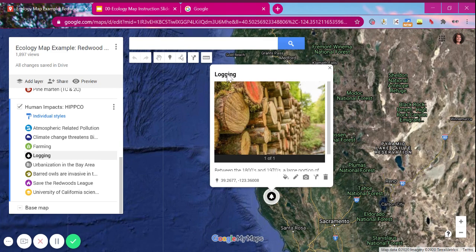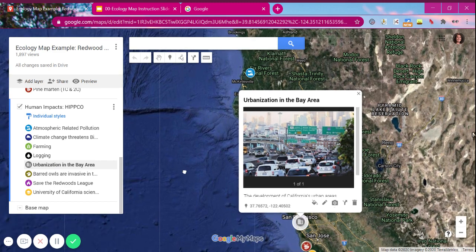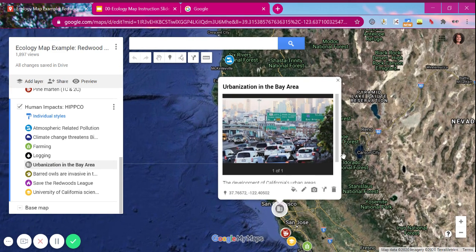All right. So logging is part of the habitat destruction, and I give a little portion about why it is a problem. Between the 1800s and 1970s, a large portion of California's old growth redwood trees were cut down and used to build things like decks for people's houses. You can see here, we did more than 6 pins, and you're more than welcome and encouraged to do as many as you can. But the minimum is for sure 6 pins, 1 for each letter of HIPCO.